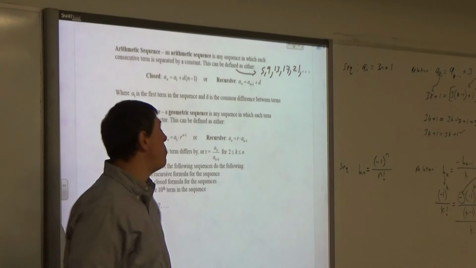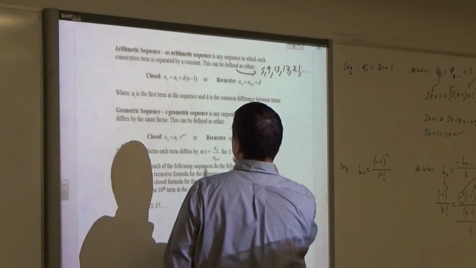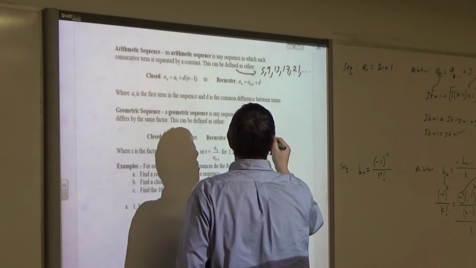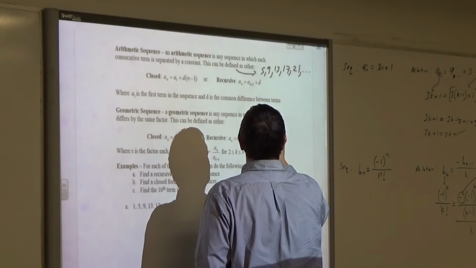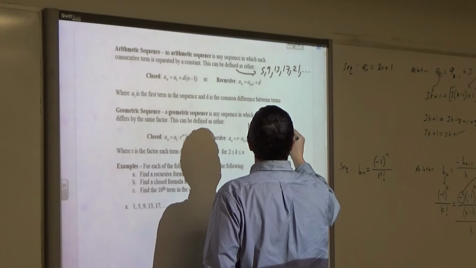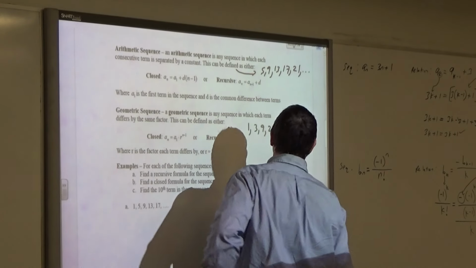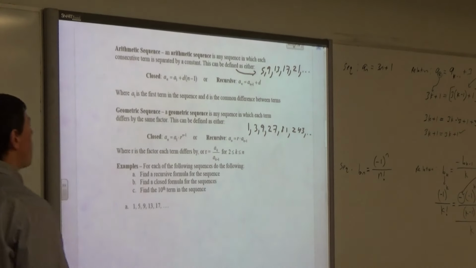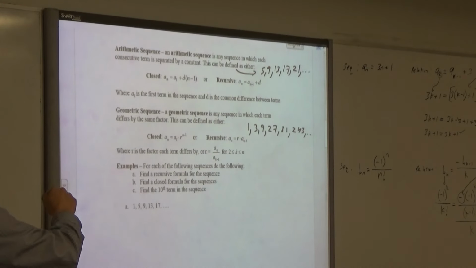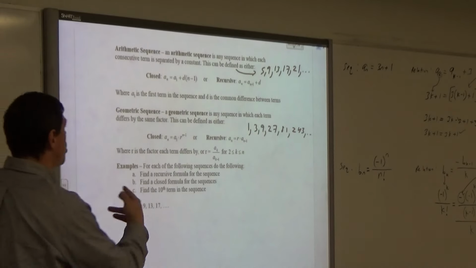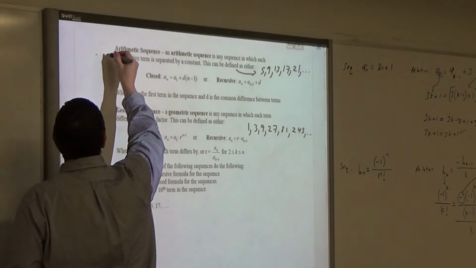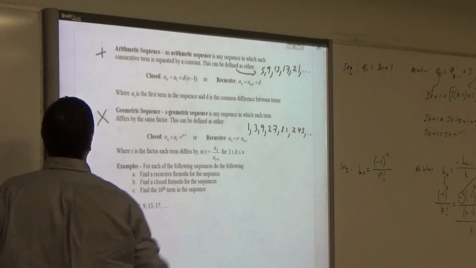For instance, guys, a basic example of a geometric sequence might be something like 1, 3, 9, 27, 81, 243, etc. Notice that the common ratio, or the common factor to which we multiply each time, is 3. So that's the difference between arithmetic and geometric. Arithmetic you add, geometric you multiply. In fact, that might be easier for you guys to remember.